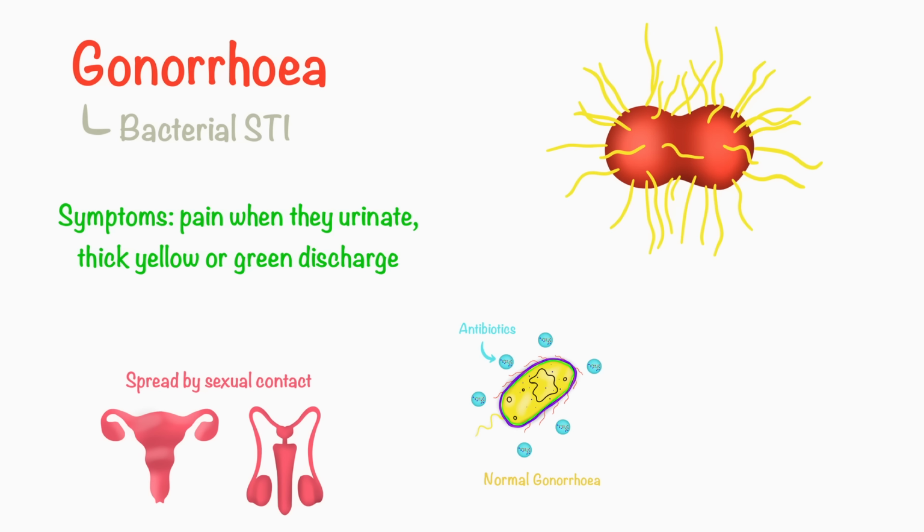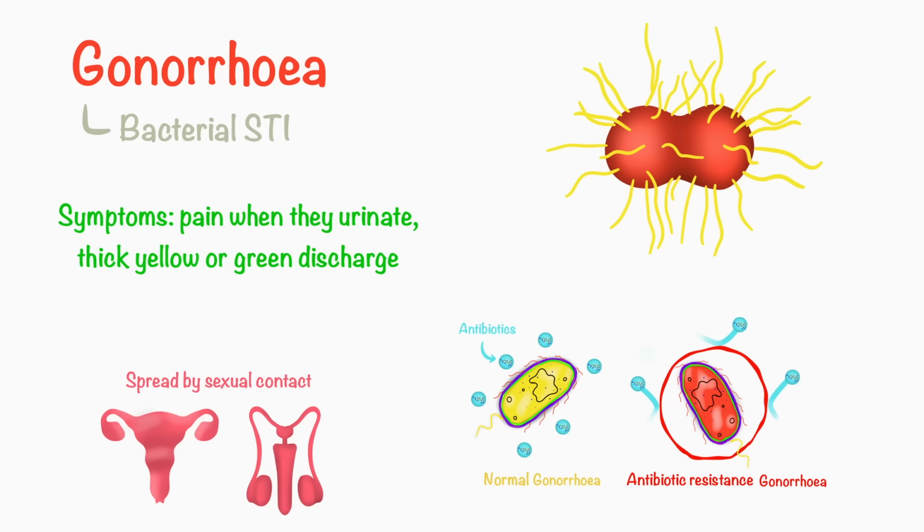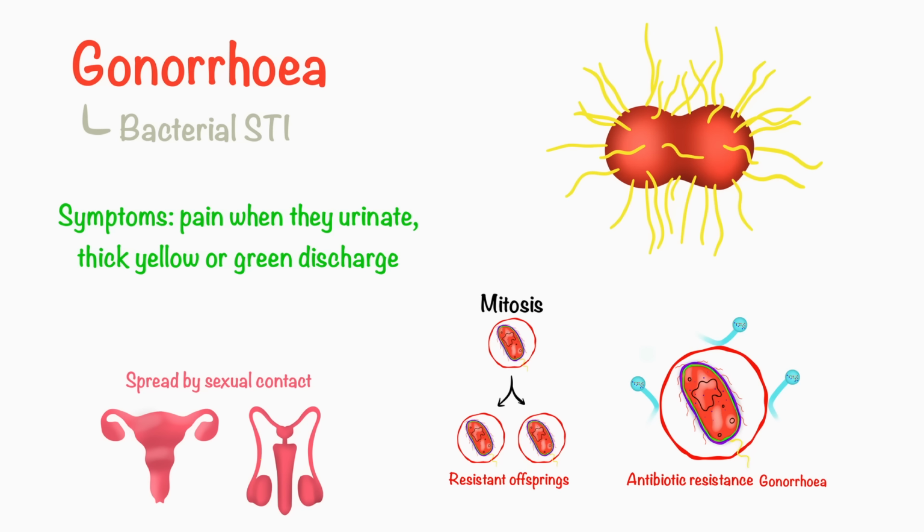Gonorrhea used to be easily treated with penicillin. However, many strains of the bacteria have become resistant to this antibiotic. This antibiotic resistance is a growing concern in treating bacterial infections. It happens when bacteria evolve in response to the drugs used against them. To prevent gonorrhea spreading, people can use barrier methods of contraception like condoms, and those infected can be treated with appropriate antibiotics. Now let's take a look at fungal diseases.